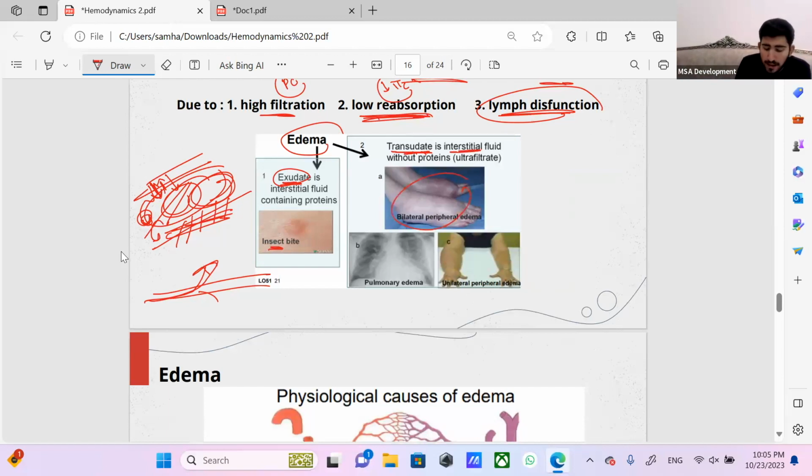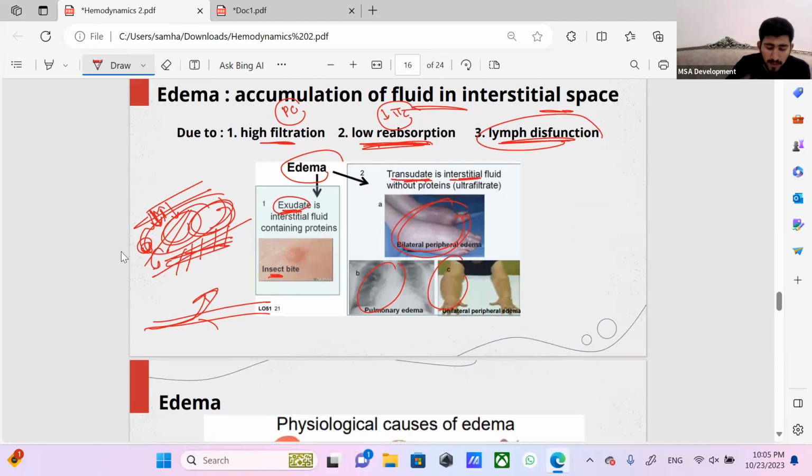It might go to the leg, it might be bilateral, meaning both sides, or unilateral, one side. It might be in the lung, so it's pulmonary edema. So these are the types of edema. But mainly, edema is accumulation of fluid.